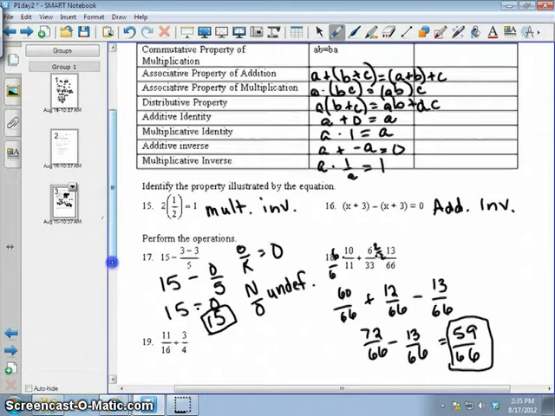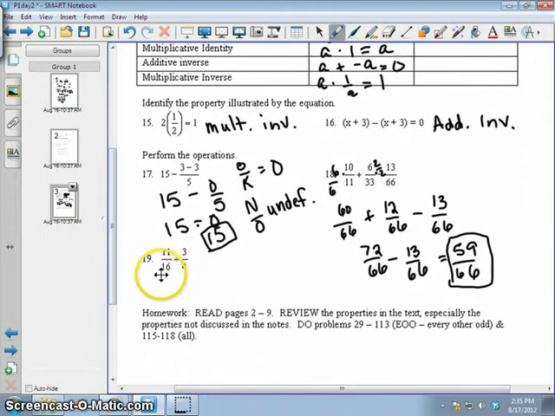Finally, number 19. When we divide fractions, we take the reciprocal of the divisor and multiply it. So we're going to rewrite this as a multiplication problem. And if you want to, you can actually simplify before you multiply. 4 goes into 16 4 times. So you end up with 11 in the numerator, and 4 times 3 is 12 in the denominator.